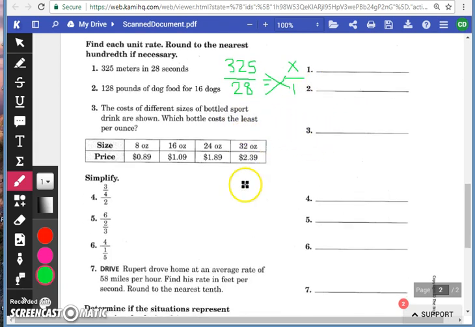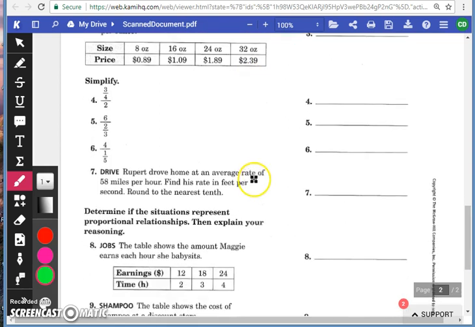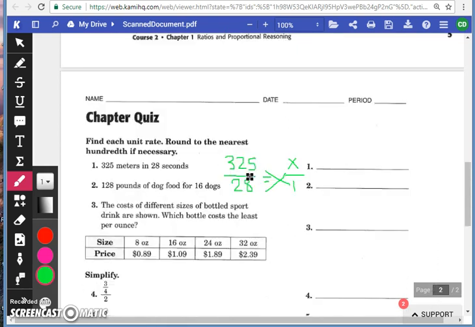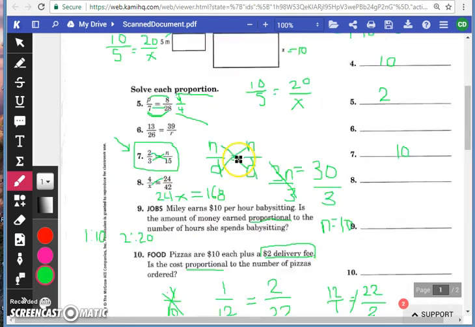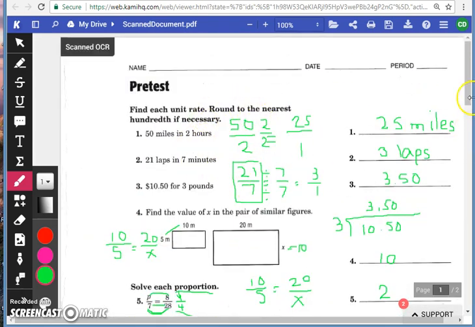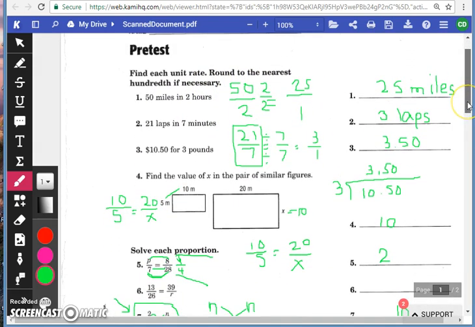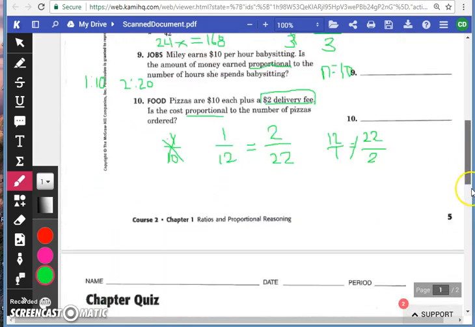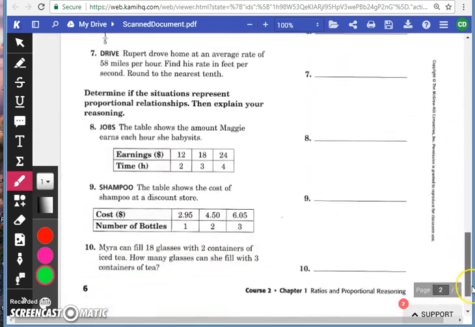Okay? So with that being said, I'd like you guys to go ahead and try solving the related problems in the chapter quiz. You can see that I have given you a few different strategies to help you solve those problems that are on the chapter quiz.